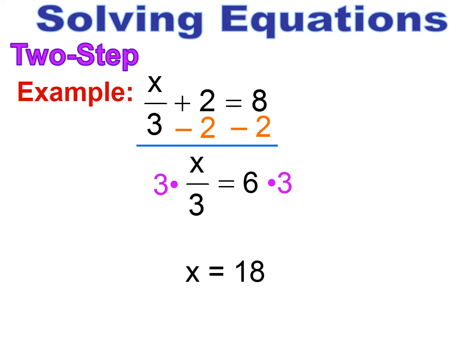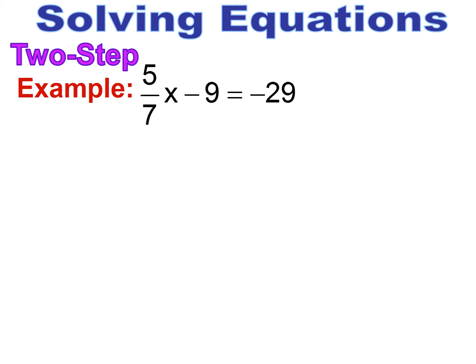So again, it's a two-step, but what's attached is division. Therefore, when I get my plus or minus on the other side, I'm going to be multiplying to solve. So again, we have a two-step equation.